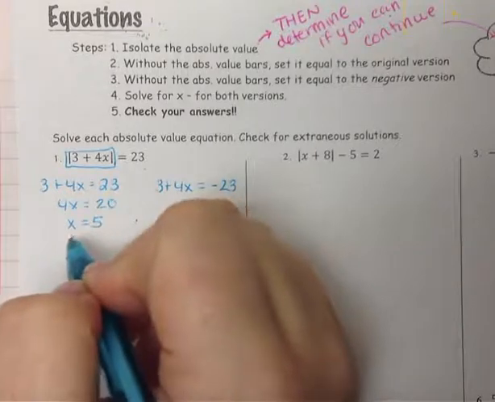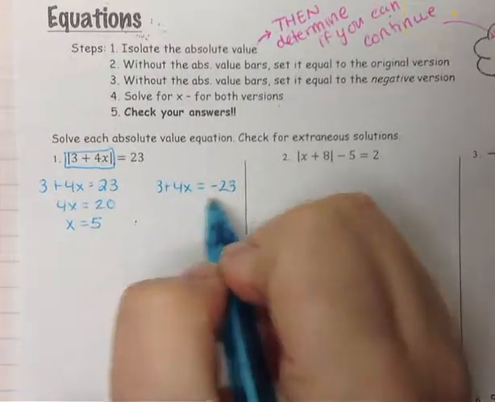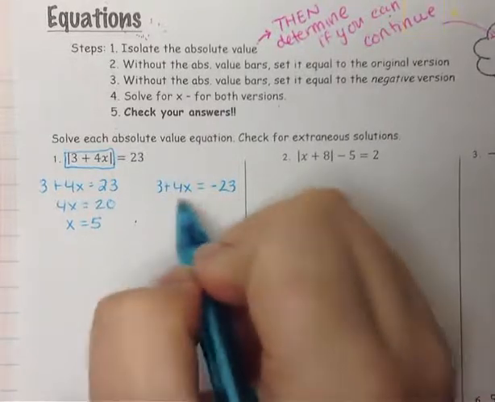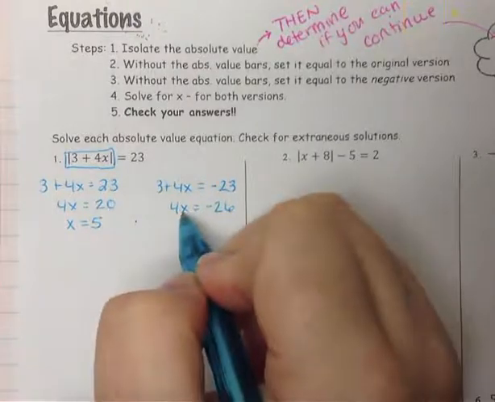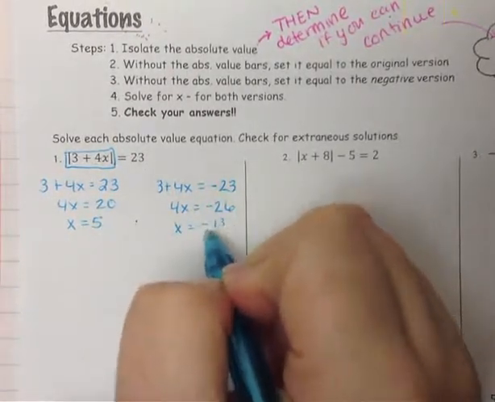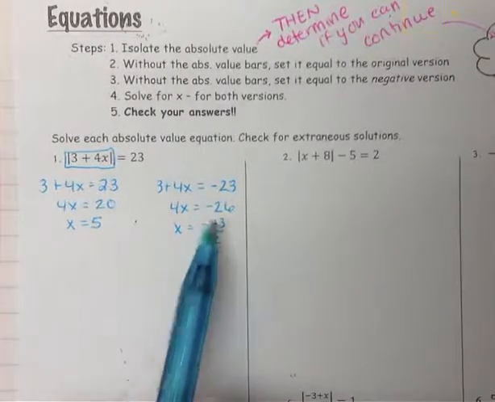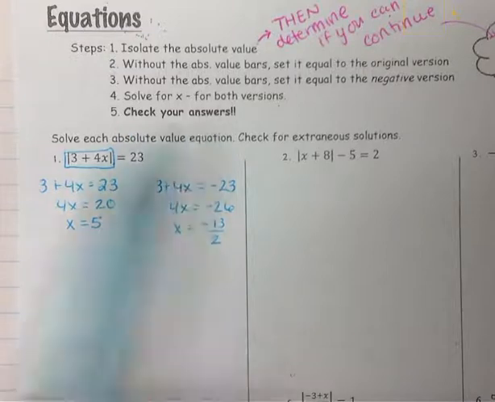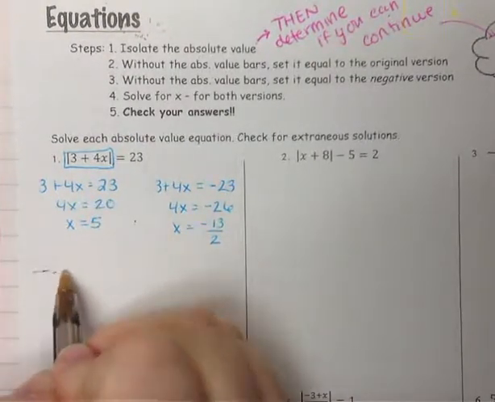I'm not going to highlight it, I'm not going to box it up, and I'm not going to say I'm done yet. I'm going to do the same thing over here. I'm going to subtract the 3, so I'll have 4x is equal to negative 26. Divide by 4, and we get x is equal to negative 13 over 2. Again, I'm not going to box them up or highlight them because I'm not finished. We have to check our answers. So I'm going to draw a little dotted line here.